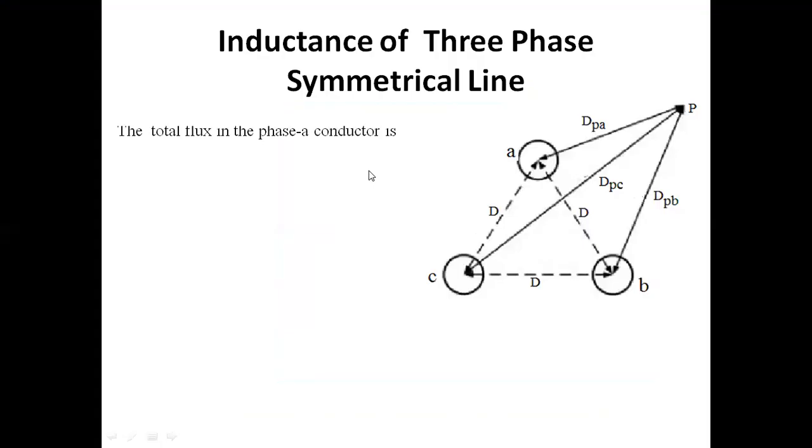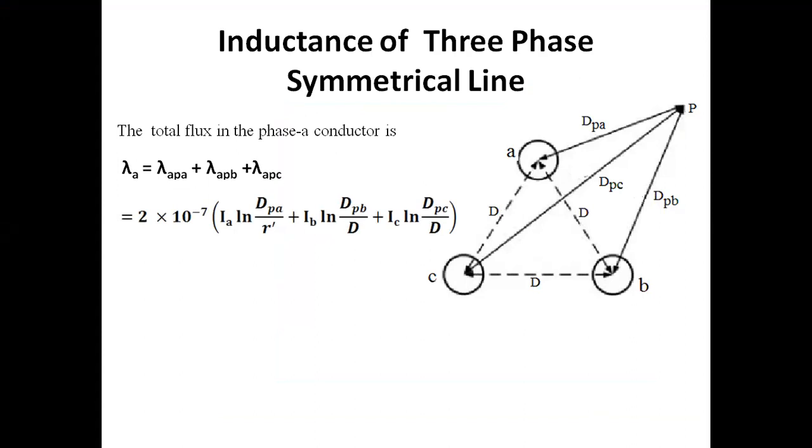Next, the total flux linkages is the summation of these three: lambda APA plus lambda APB plus lambda APC. If we take the summation, we get this expression: 2 into 10 to the power minus 7 [IA ln DPA by r' plus IB ln DPB by D plus IC ln DPC by D]. This is equation number 1.